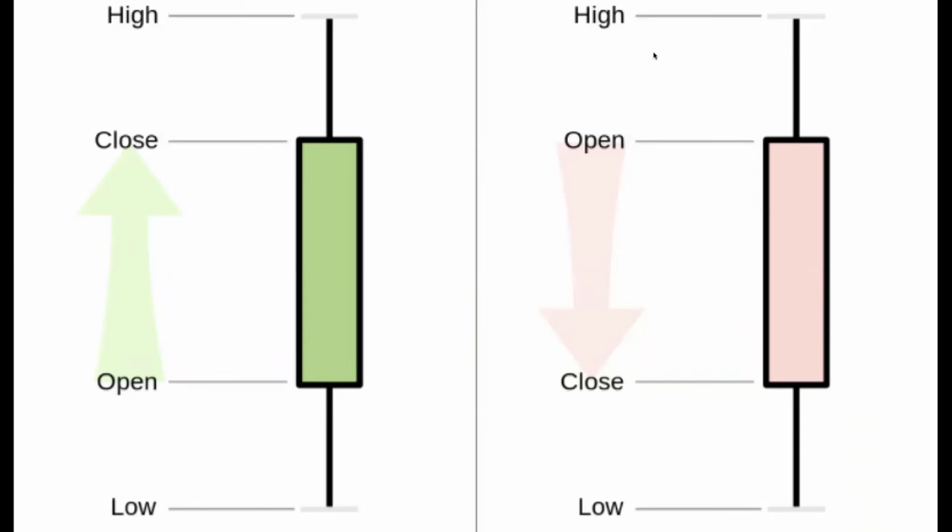So the candle on the left is a buy candle. As you can see, there's an arrow going up, and the candle on the right is a sell candle, which is an arrow going down. In TradingView, these will automatically be in green and red. I changed my colors just because I wanted to, but this is what it looks like.